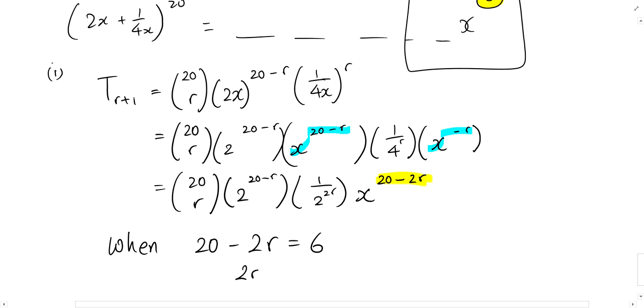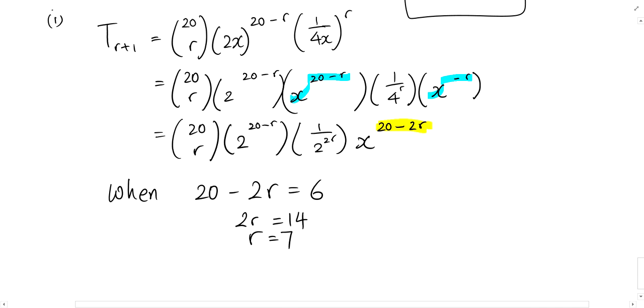So when 20 minus 2r is equal to 6, I've got 2r equals 14, r equals 7. Now that I know r is equal to 7, what do you think I want to do next? Sub back into my general term. So when I sub it back into my general term, this is what I'll get.